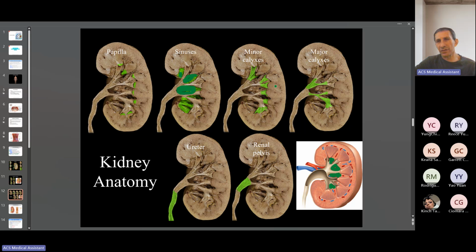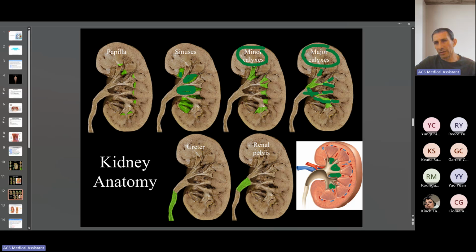So here we have the small little tubes, minor calyces. Then we have the major calyces, which are the larger tubes. See, here we have very small that connects with the large one. Small connects with a large one.